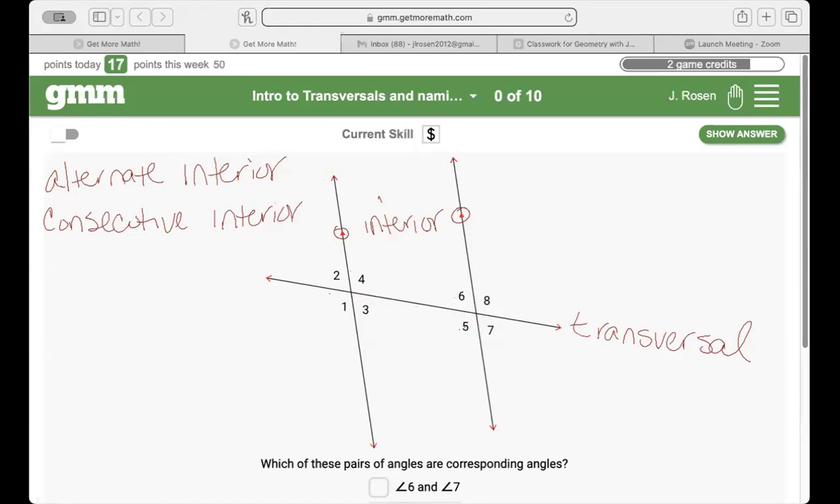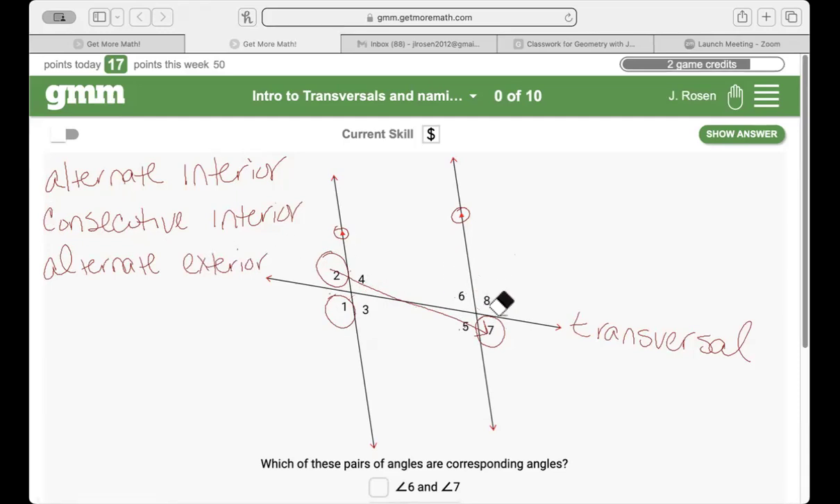But then we're also going to have, instead of interior, exterior. So 2 and 7 are alternate exterior angles, right? They go opposite sides of the transversal, but they're outside of the two parallel lines. And then 1 and 8 would also be alternate exterior. So this is another one to know, that those are going to be the same measurement.